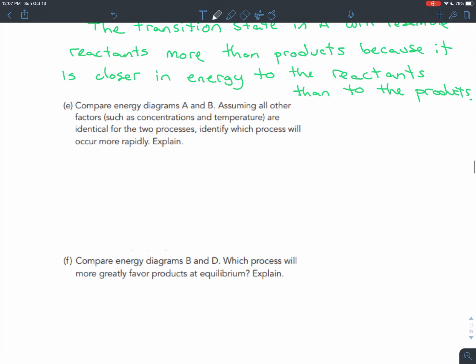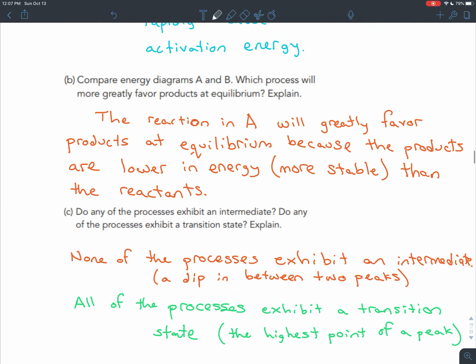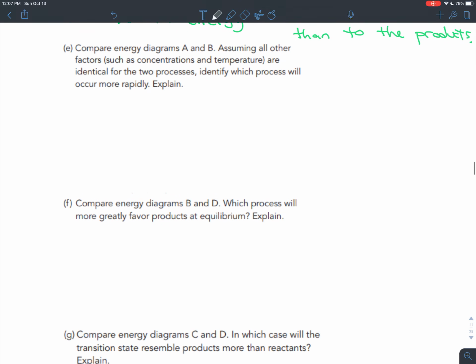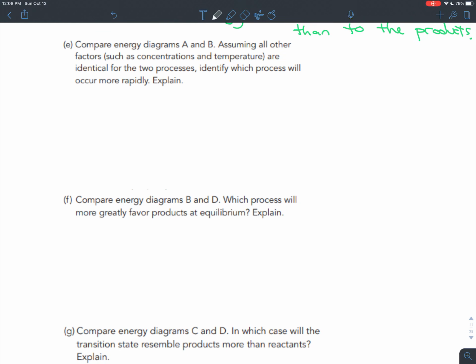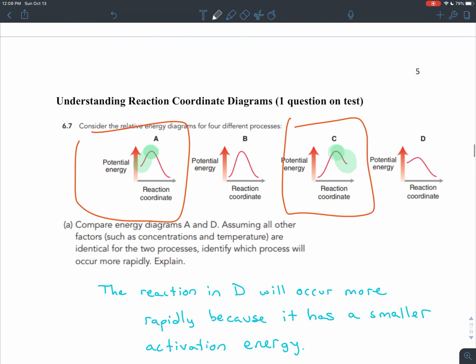Okay, so just because my pencil is dying, I want to make sure I get through all of these, so I'm going to give the explanation for these in words rather than writing them all out. For E, it says compare energy diagrams A and B. Assuming everything else is identical, explain which one will happen faster, A or B.